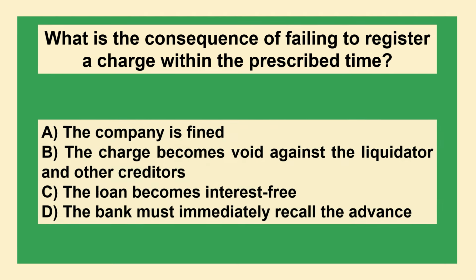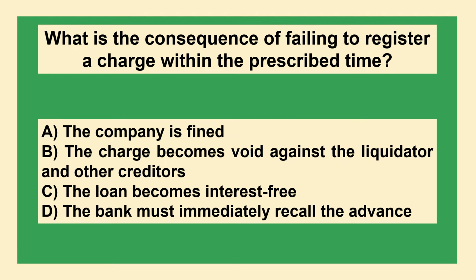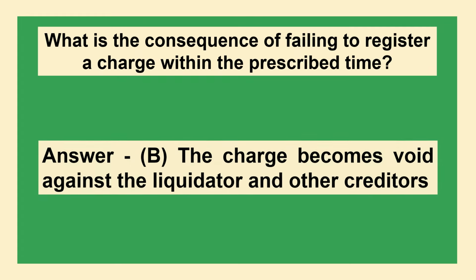The next question is, what is the consequence of failing to register a charge within the prescribed time? Option A, the company is fined; option B, the charge becomes void against the liquidator and other creditors; option C, the loan becomes interest free; option D, the bank must immediately recall the advance. And the correct answer is option B, the charge becomes void against the liquidator and other creditors.